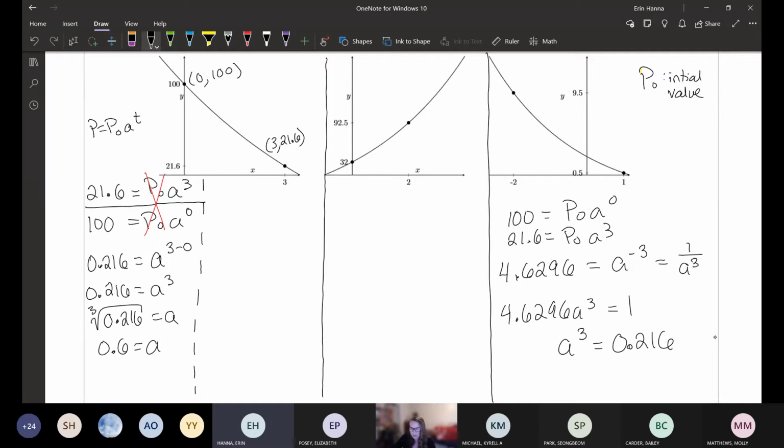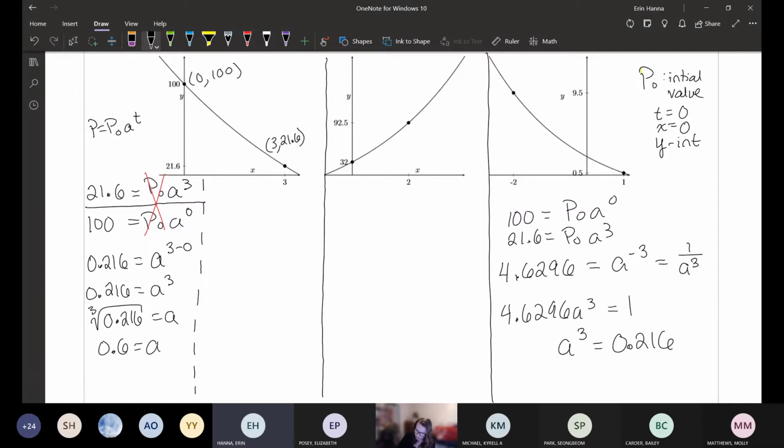Now that phrasing might be misleading because you might think the initial value is all the way back here. The initial value is when t or x or whatever variable you're looking at is 0. It's essentially the y-intercept of the function. So that's why I know technically in that first problem that 100 should be my P naught value. I'm going to go about the problem as if I don't know that, but in the second one we'll see how we can use that to make the problem easier.